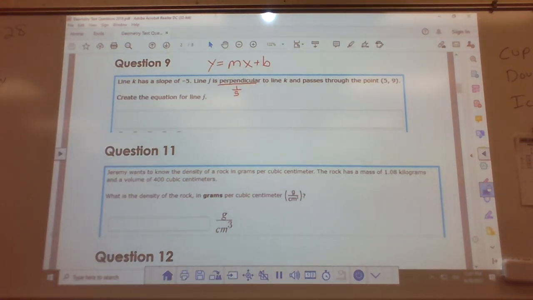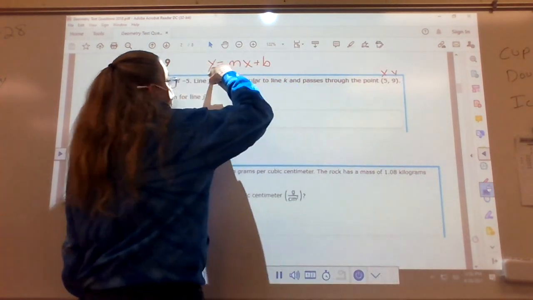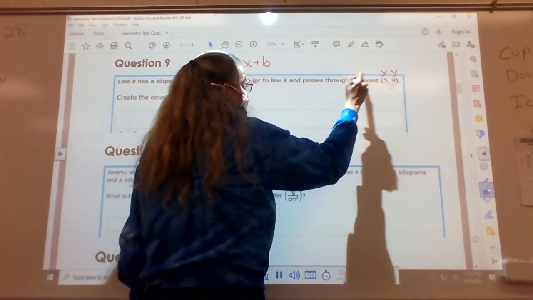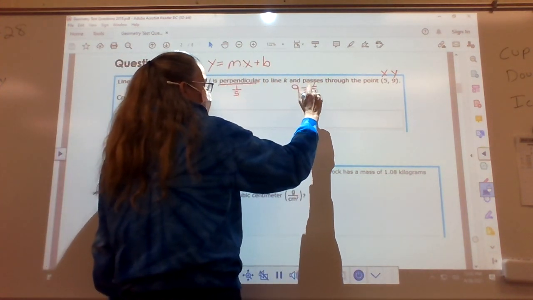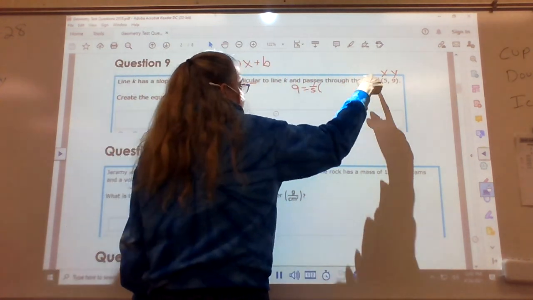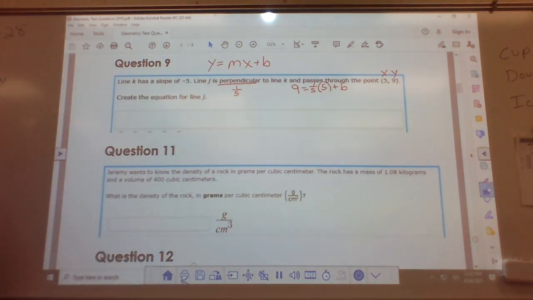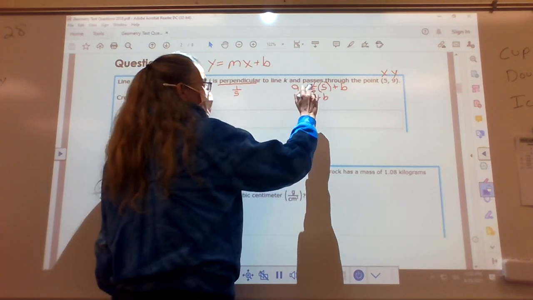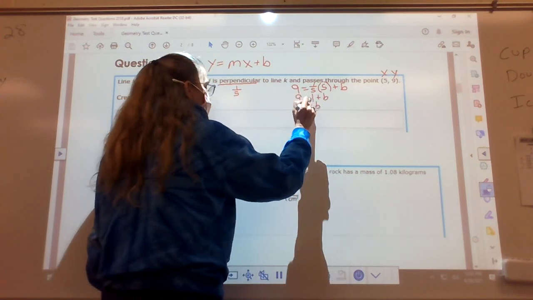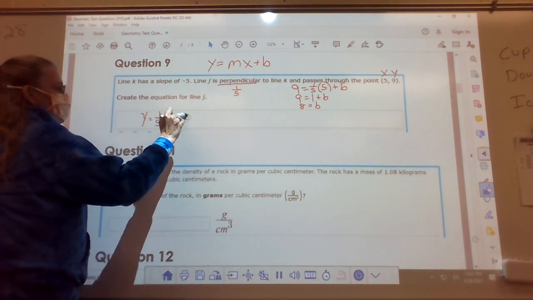Now from this point on, it's just plugging things into equations. So I have a point here, x, y. So y, which is 9, equals slope, which is m, 1/5, times x, which is 5. Right now I don't have a b, that's what I'm trying to find out. So 1/5 of 5 is 1. So 9 equals 1 plus b. Subtract the 1, I get 8 equals b. So y equals 1/5 x plus 8.